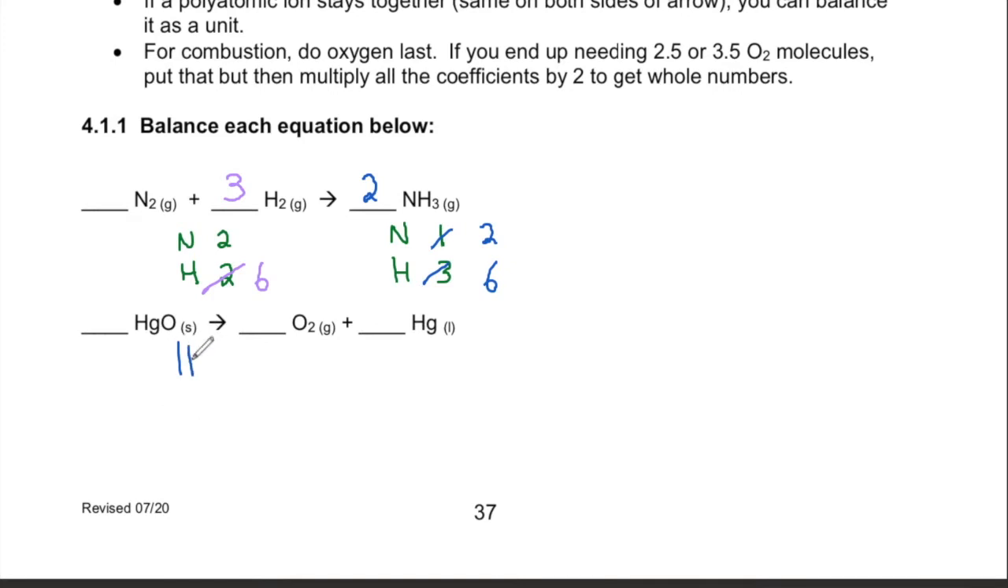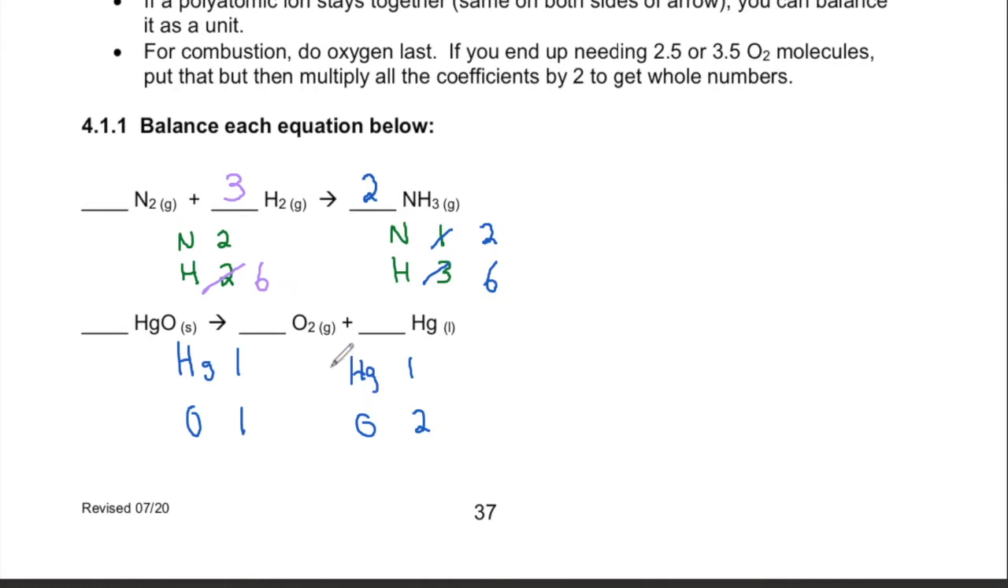Let's try doing the next one. So on the left we have 1 mercury and 1 oxygen. On the right we have 1 mercury and 2 oxygen. I usually like to keep these in the same order just because it's easier to see the match. So since I had mercury written on top over here, I kept it on top over there.